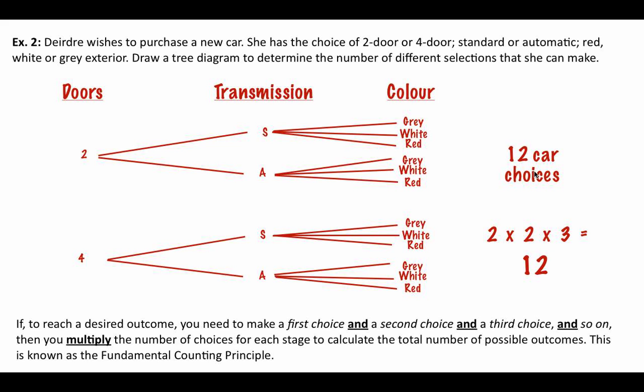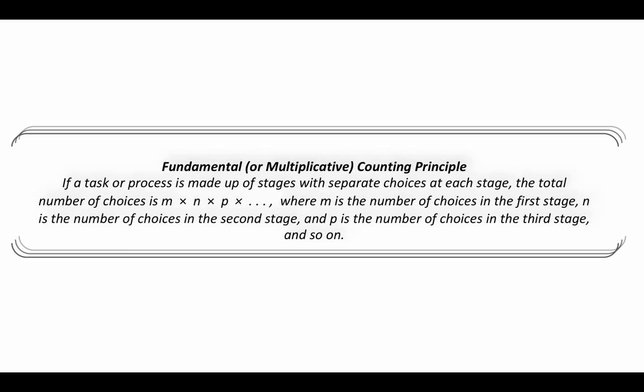And that's not a coincidence that this has turned out this way. This is actually a concept, and it's the first of your 2 counting principles. This concept is the fundamental counting principle. It's an important principle because it basically says that if a task or a process is made up of stages with separate choices at each stage, the total number of choices is m times n times p, where m is the number of choices in the first stage, n is the number of choices in the second stage, p is the number of choices in the third stage, and so on and so forth.